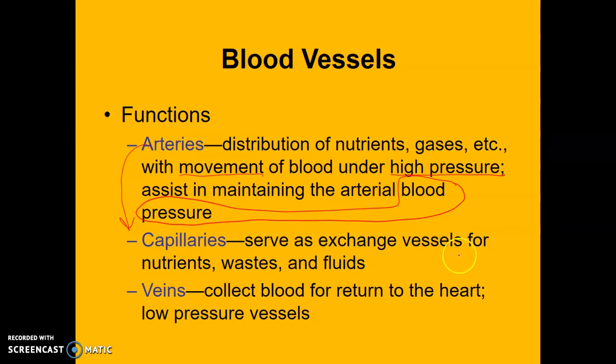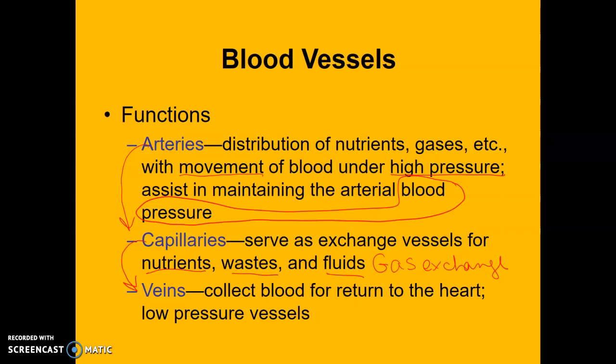Capillaries serve as exchange vessels for nutrients, waste, and fluids. This is where gas exchange happens. Now, in addition to gas exchange, it's also nutrient exchange, waste exchange, and fluid exchange. All right. So blood goes from arteries to capillaries, from capillaries to veins. And remember, in capillary beds, you don't want the blood to come out. The formed elements, for the most part, the red blood cells at least, need to stay in the capillaries. White blood cells can escape out, but we'll talk about that in the lymphatic system chapter.